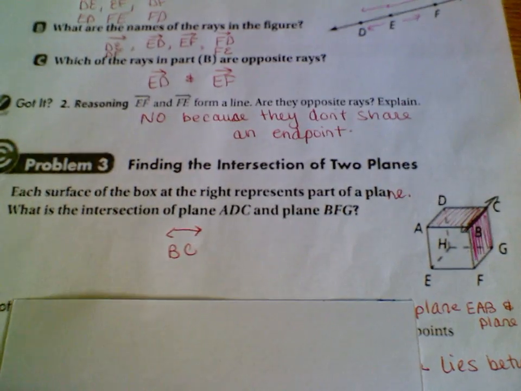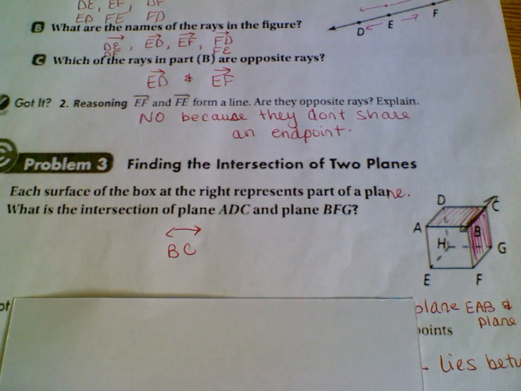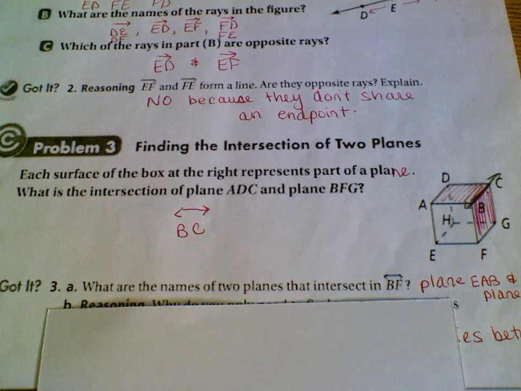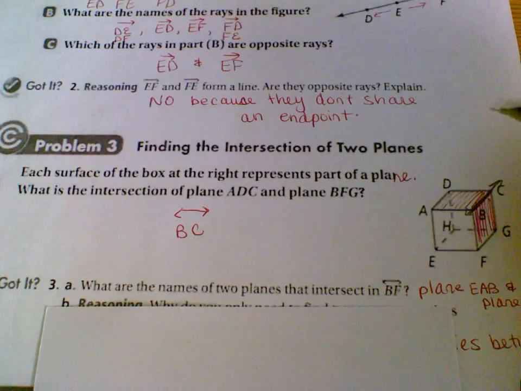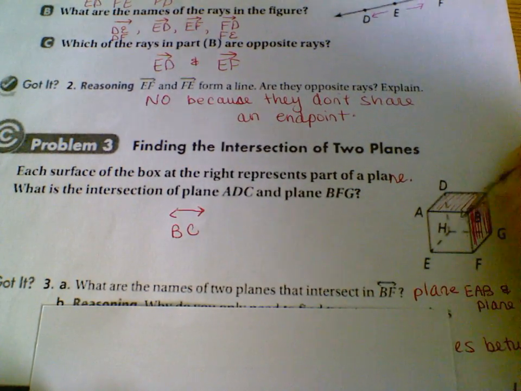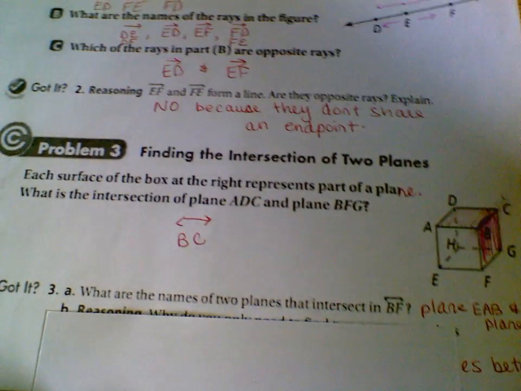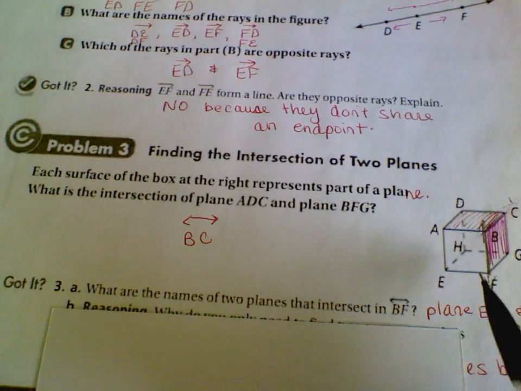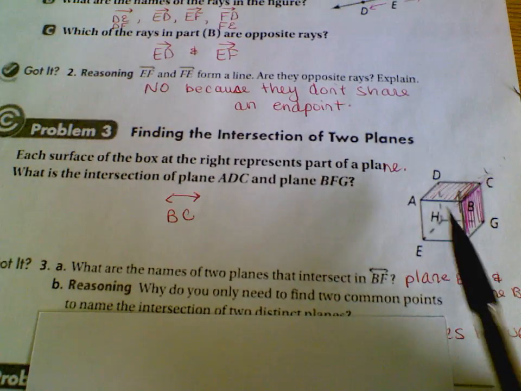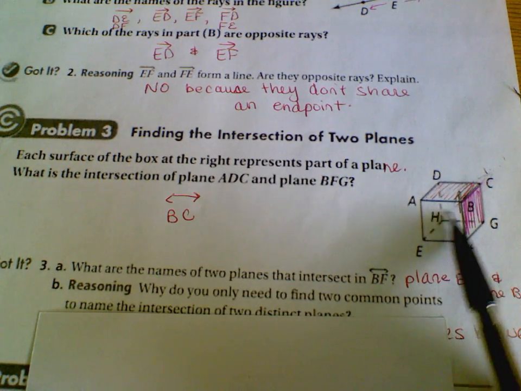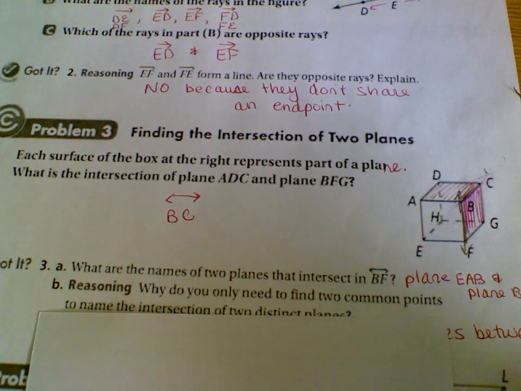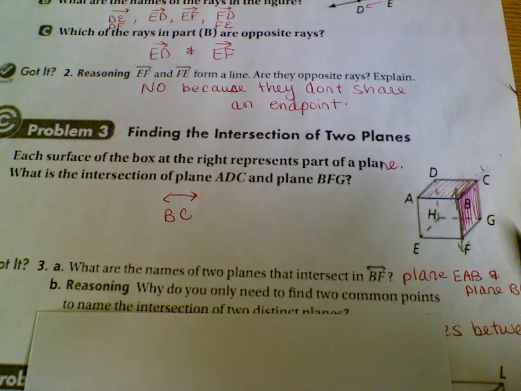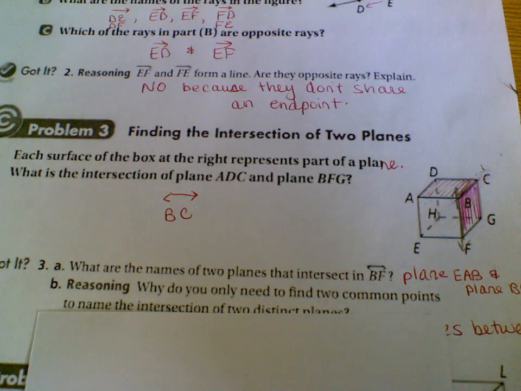Okay, pause the video and try the got it question. Okay, in the got it question, what are the names of 2 planes that intersect BF? So I need to come find where BF is, and that is over here. So 2 planes that touch that same edge. So that could say plane EAB, which would be this front plane, and the one to the right, so plane BCG. Now you may have the same planes as me, the front and the right, but you may have named them different. That is perfectly fine.